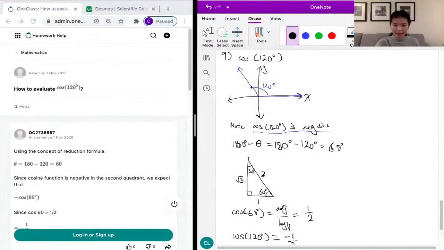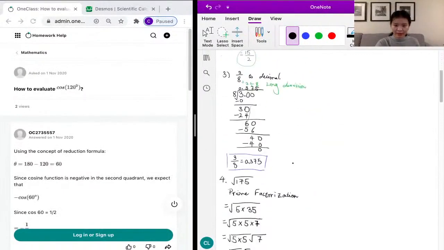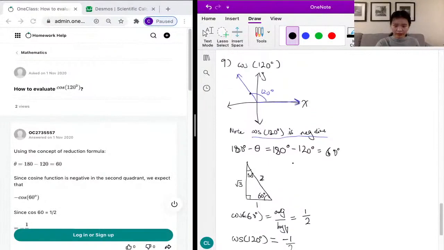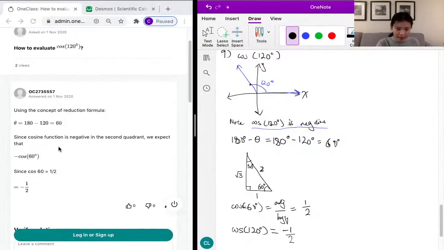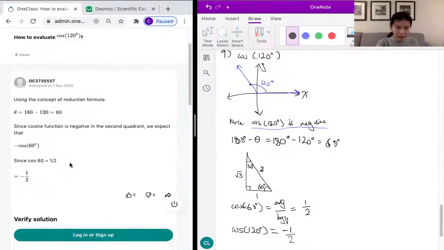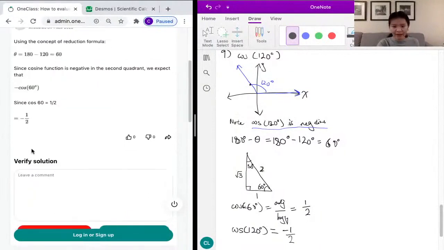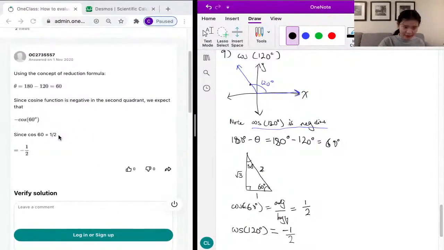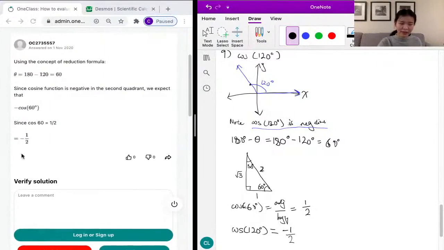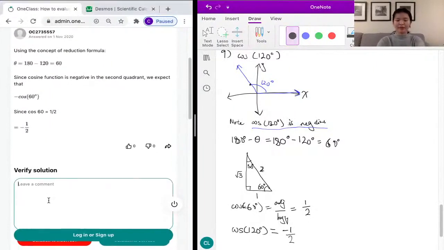Now let's check out the sample solution given. The sample solution here, again, they also try to find the reference angle. They also write in the answer that the reference angle is 60 degrees. And yes, again, the cosine function is negative in the second quadrant, so we have negative 1/2. It's the cosine of 120. It might be a little confusing here that they did cosine of 60 equals 1/2 equals negative 1/2, but they just meant that the cosine of 120 is negative 1/2. Or at least I suppose that's what they meant.